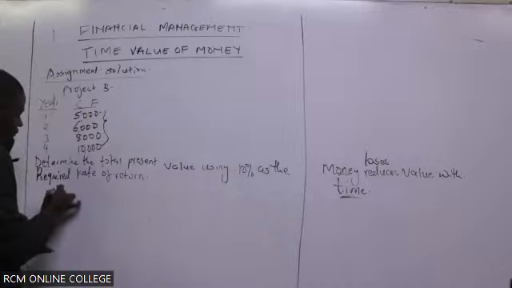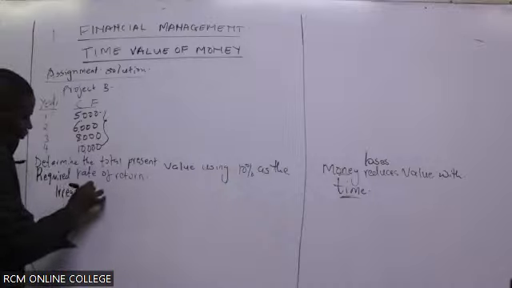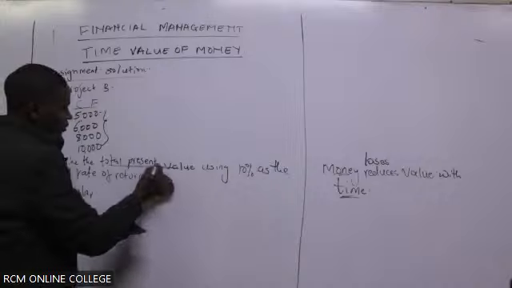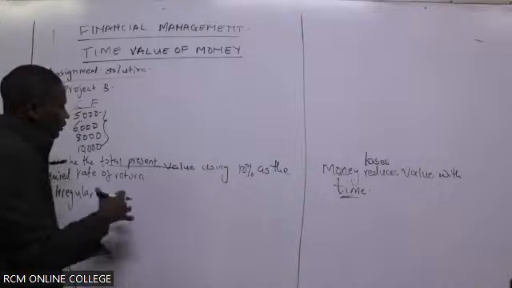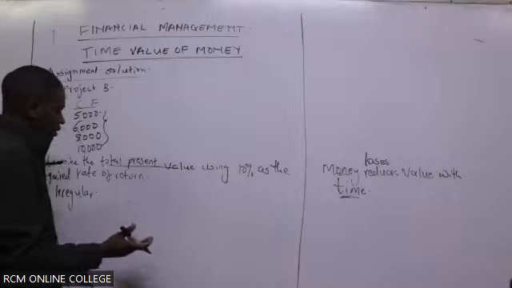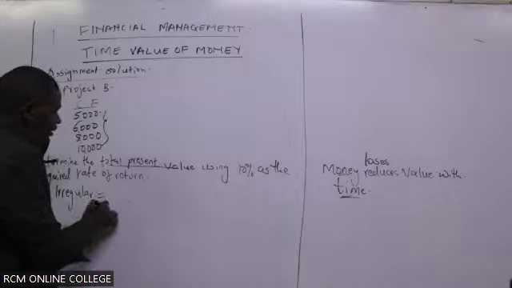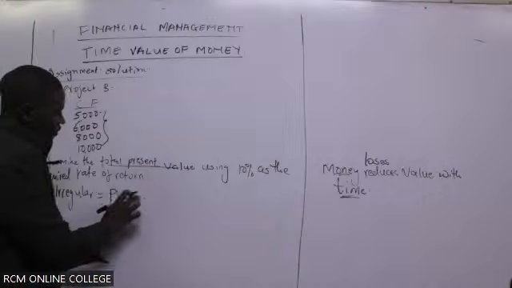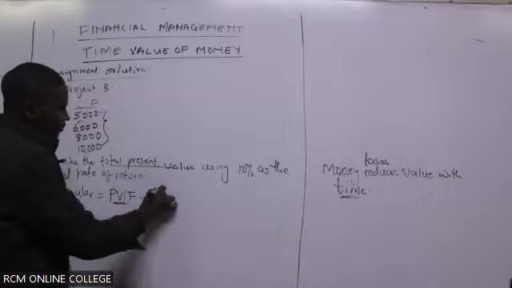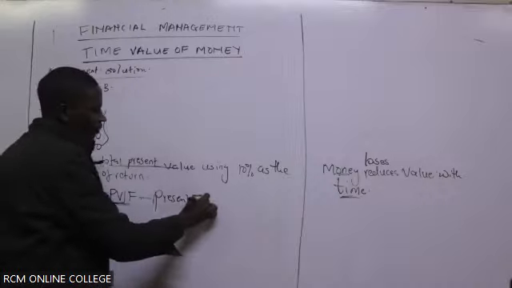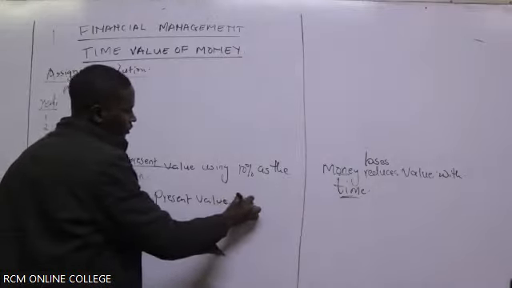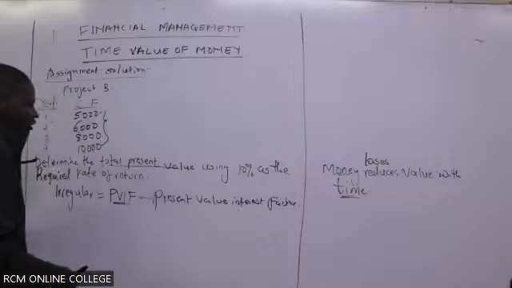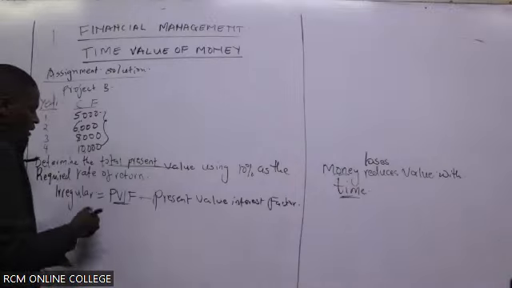For irregular cash flow, if you want to discount to get the present value, that simply means you are converting this future cash flow into present. Therefore, for irregular cash flow, we discount using PVIF, the present value interest factor. That is a factor that will assist us to convert this cash flow from future to present.